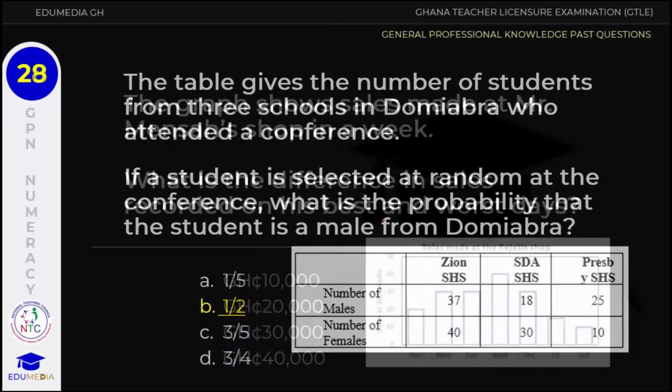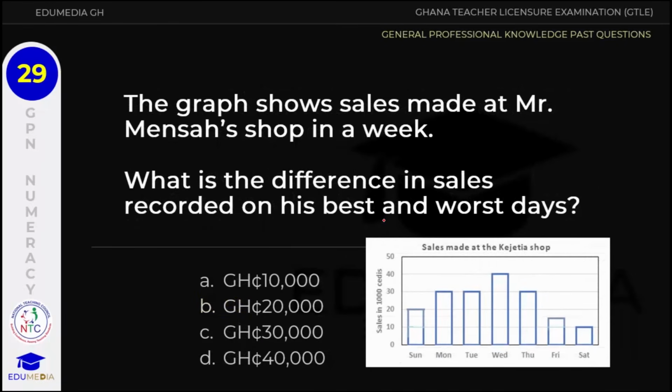The next question is 29. The graph shows sales made at Mr. Mason's shop in a week. What is the difference in sales recorded on his best and worst days? So for this also, you look at the chart here. You look at his worst day is 10, and then his best day is 40. Therefore, you take 40 and 10. The difference between 40 and 10 is 30. Therefore, the answer is C, 30.